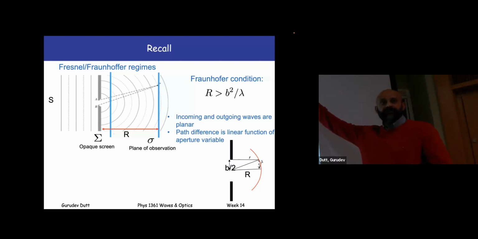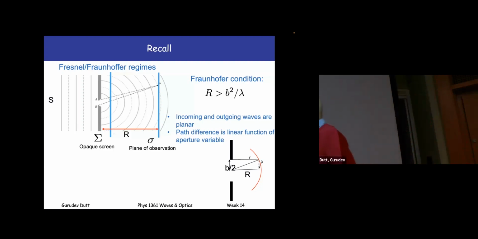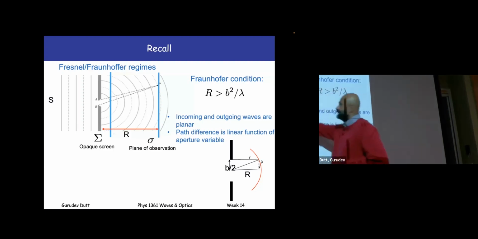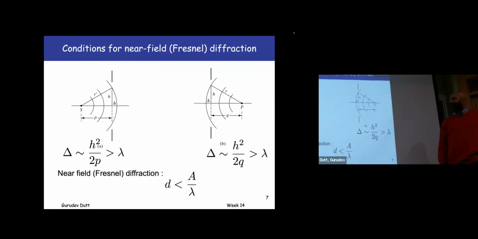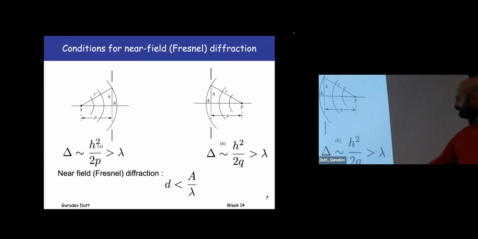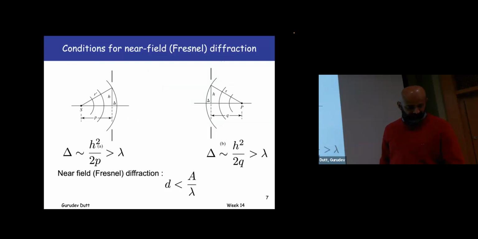Another way to think about it more physically is that the incoming and outgoing waves, from the source to the object and then to the image plane, have to be nearly planar. So we can approximate the incoming and outgoing waves as nearly planar. And that then leads to the fact that the path difference from these two points, from A to B, is linear in the aperture variable, that is, the variable representing a point in the aperture. So to violate that, the conditions for the near field or Fresnel diffraction are such that now this distance r is less than the area of the slit divided by lambda. Sorry, I should have used r there instead of d. Apologies. So this is r.